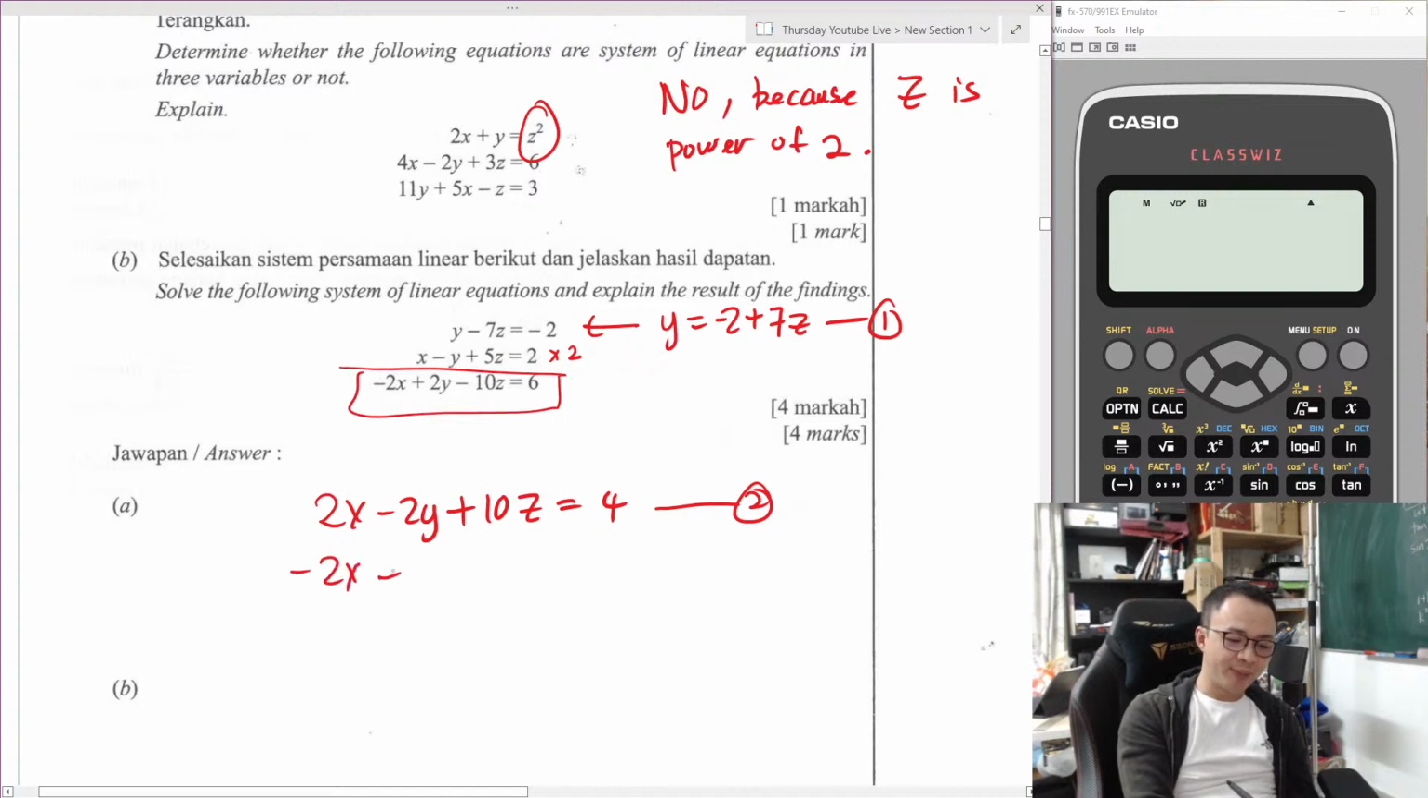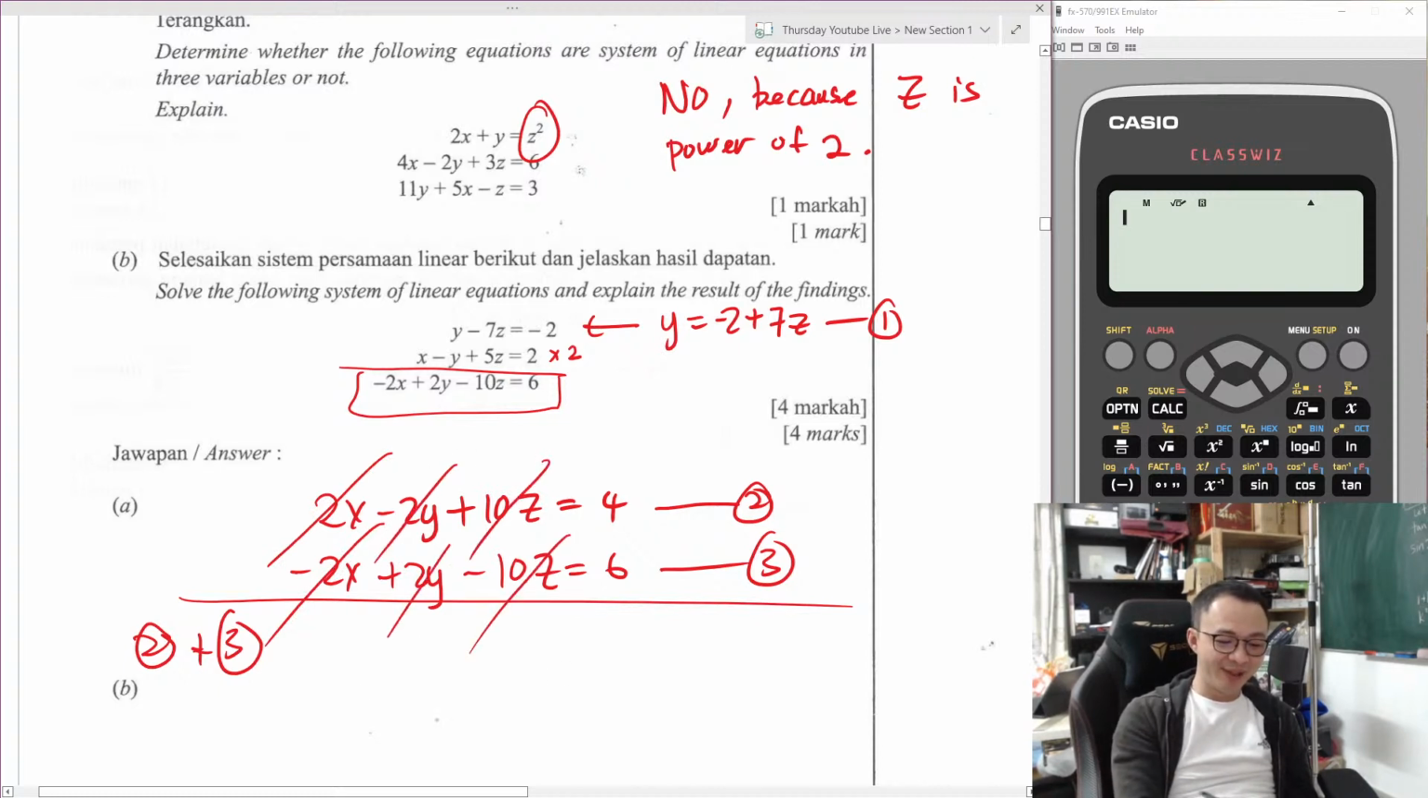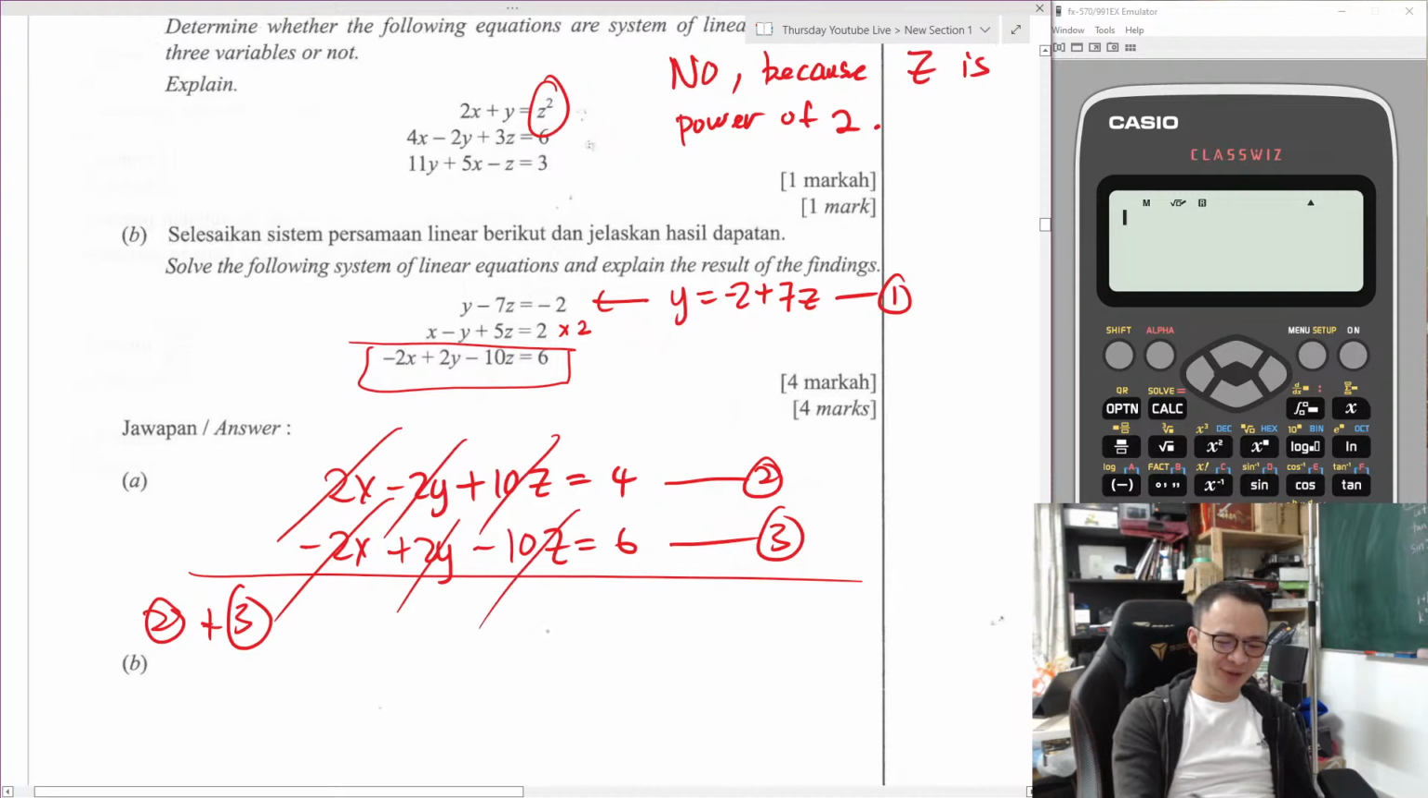-2x plus 2y minus 10z equals 6. Third equation, I will add the second equation plus the third equation. I'm going to add them, so then I eliminate the 2x, I eliminate this one, I eliminate this one. Oh my god, I literally eliminate everything. So okay, never mind. 0 equals 10.